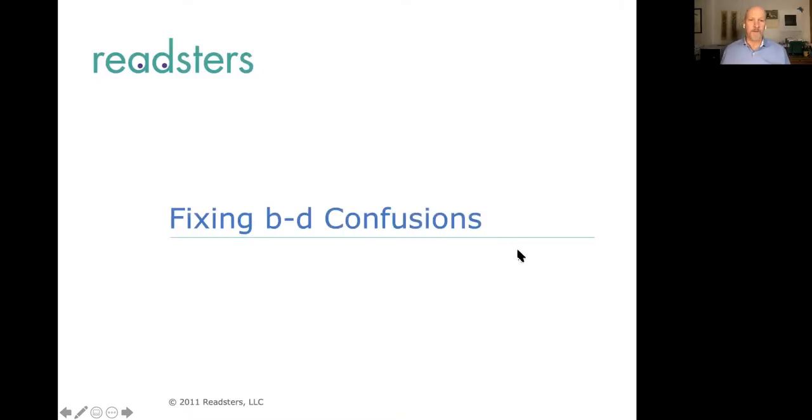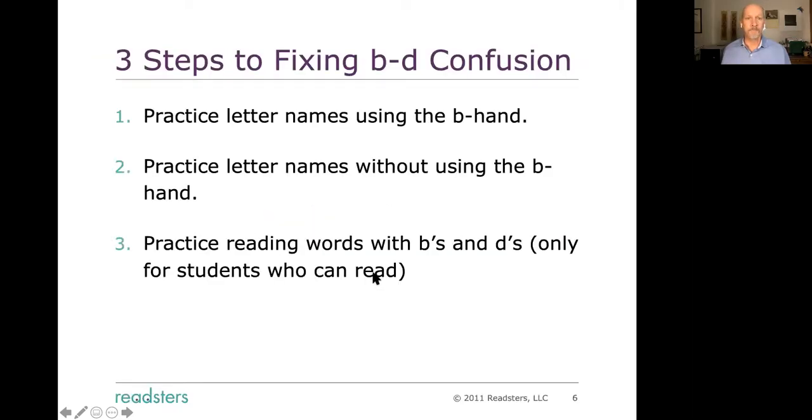So let's start with fixing BD confusions. This is a well-known confusion, often mistakenly thought of as a symptom of dyslexia, but interestingly enough, dyslexia is a phonologically based disorder, whereas confusing your B's and D's is all about confusing shapes. It's not about sound, which is what phonological is. So it's not an indicator of dyslexia.